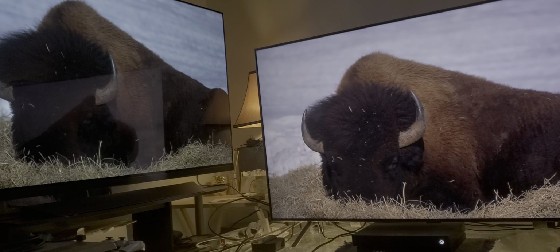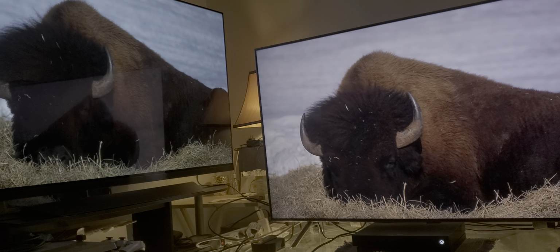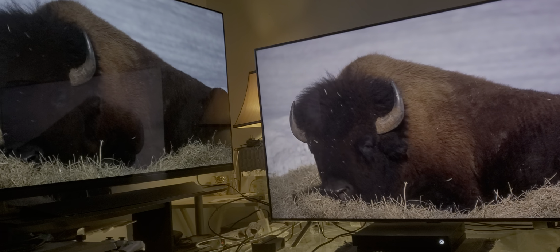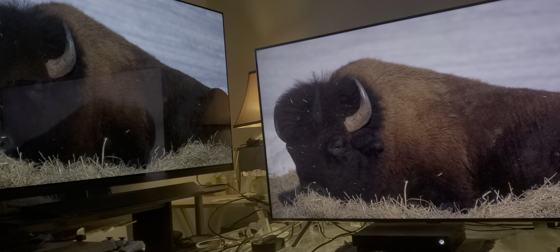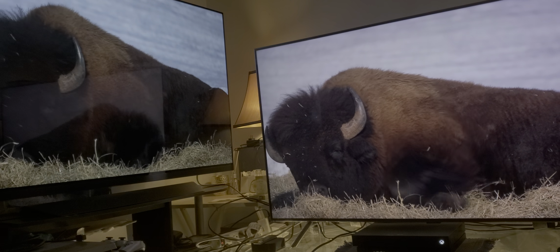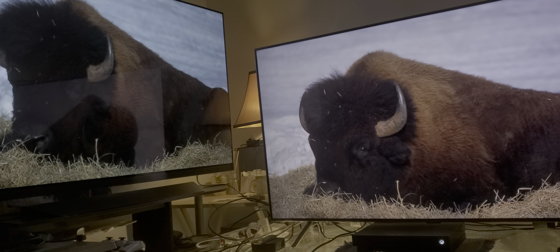HDR Plus is pretty much dead, guys. HDR Plus is just dead. It didn't even stand a chance against Dolby Vision. So Dolby Vision is kicking ass and it's moving forward, and that's a good thing.